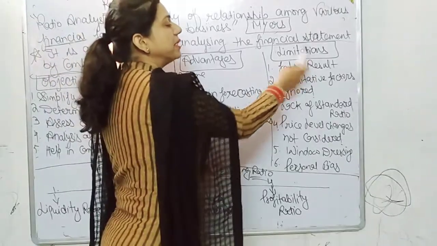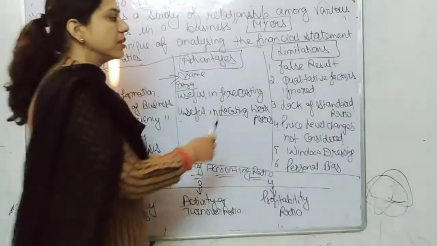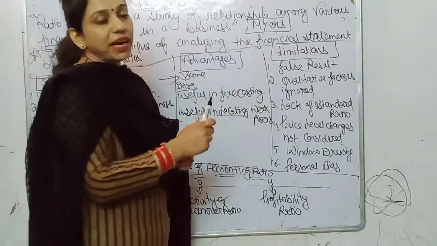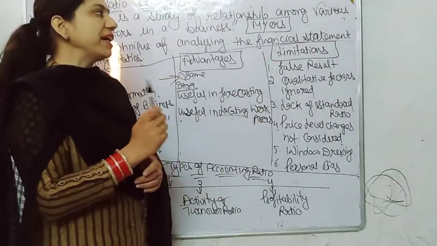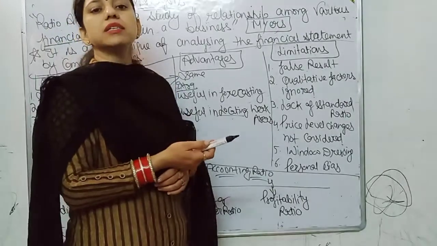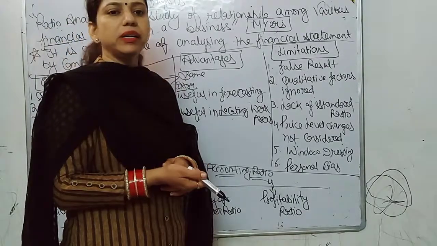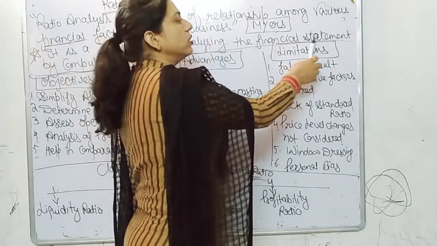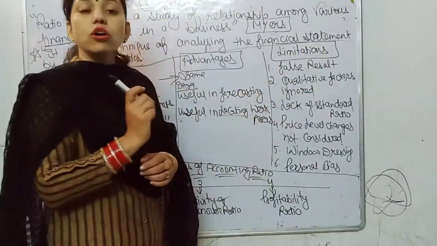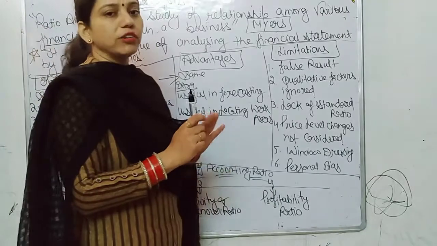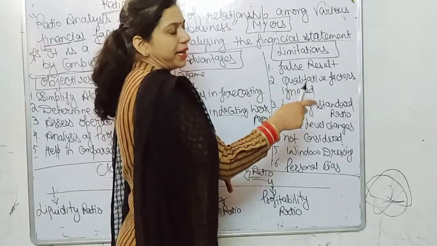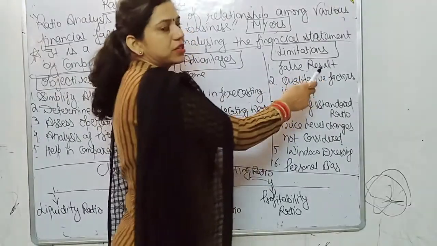So what are the limitations of ratio analysis? The first limitation is that sometimes it gives a false result. Why? As I told you, if your financial statement is not accurate, then definitely ratios will not be accurate, because ratios are completely based on the financial statement. So it is essential that your financial statement must be correct so that the ratio can be correct. Otherwise ratio will give a false result.